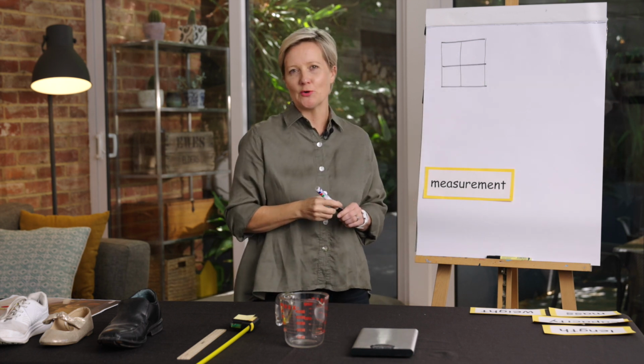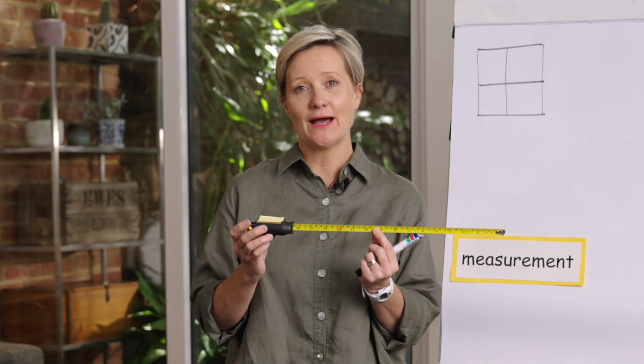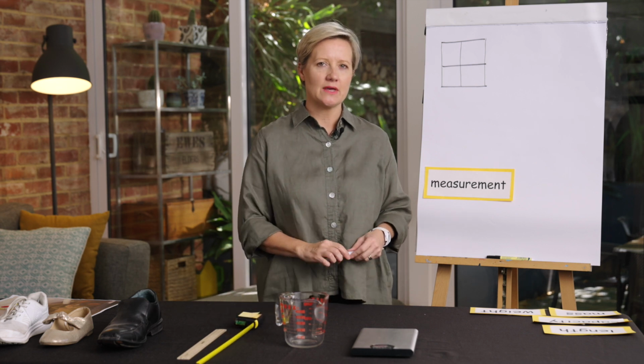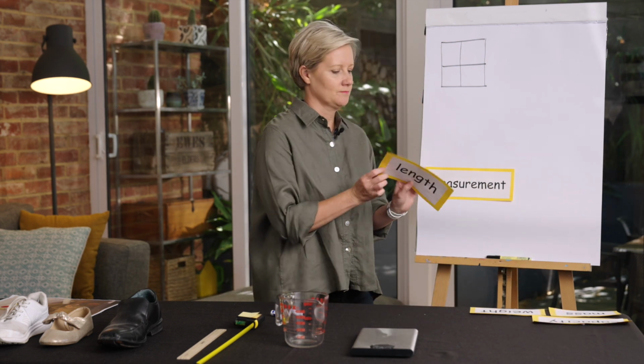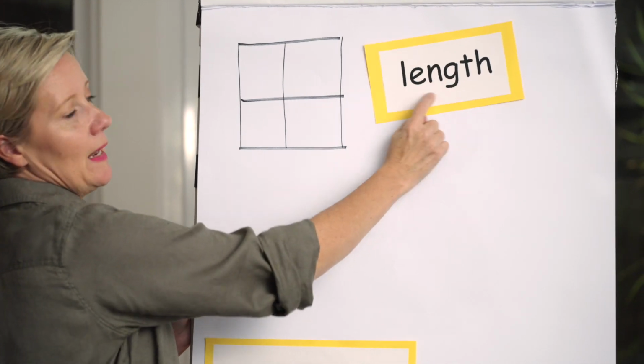What did you draw on your piece of paper? I've drawn a window. I used a measuring tape to measure how long a window is for my new curtains. When we measure how long something is, we call that length. Have you seen this word before? Length.